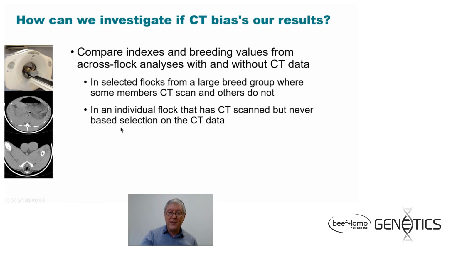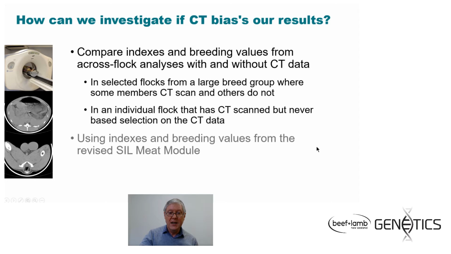And also we found that there was an individual flock that has been doing CT scanning for a number of years, but they've never actually based any of their selection decisions on that CT data. So that's a really great data set that we wouldn't have been able to generate ourselves, where we can actually see what CT does in the absence of basing selection decisions on it. And just a reminder that we're doing this on the revised cell-meat module breeding values, not the ones that we used prior to September 2018.